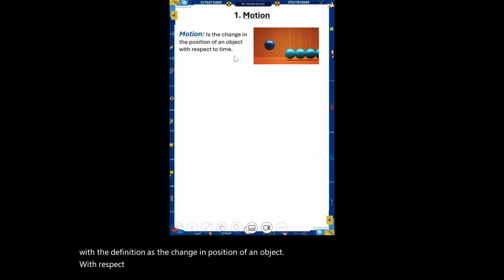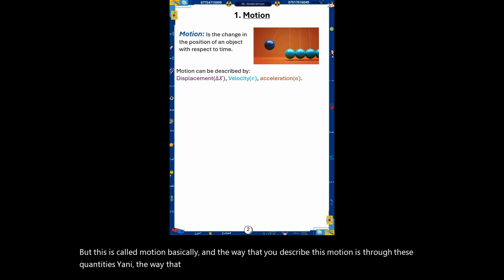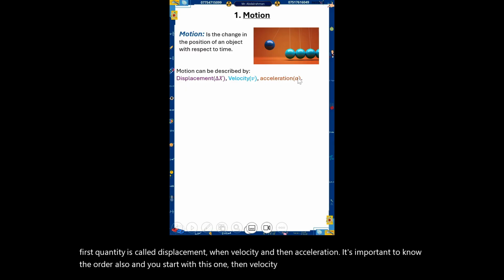Anything that you want to move, you are changing its position. That's a fact, but this is called motion basically. And the way that you describe this motion is through these quantities. The way that physics describes motion is by those three quantities. The first quantity is called displacement, then velocity, and then acceleration. It's important to know the order also. You start with this one, then velocity, then acceleration. Keep that order in your mind.